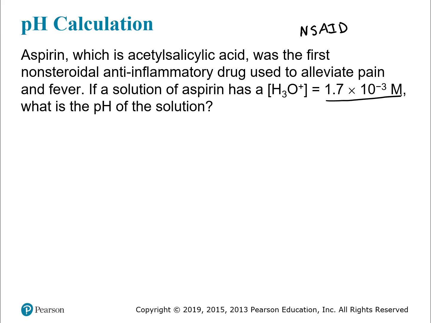Well, just by looking at the concentration of hydronium, it is definitely greater than 1 times 10 to the minus 7. So we know that this solution should be acidic, which means that it should have a pH less than 7. Those are two things that we know just by looking at the concentration. I can't tell you off the top of my head what exactly the pH will be, but I know that it should be acidic, which means it's less than 7.